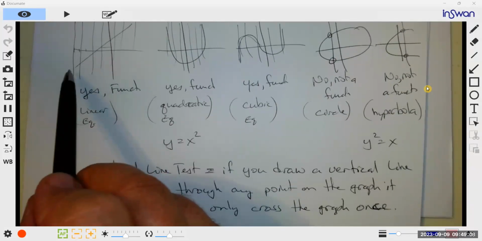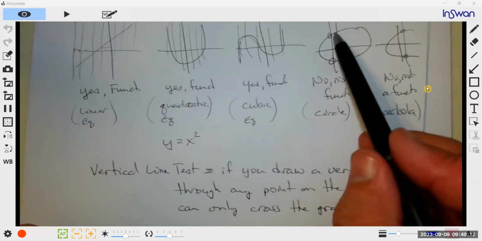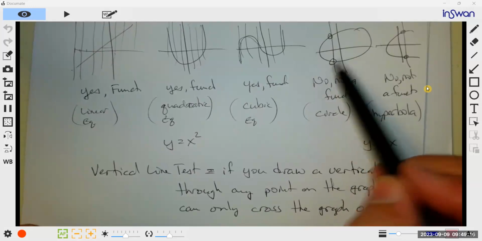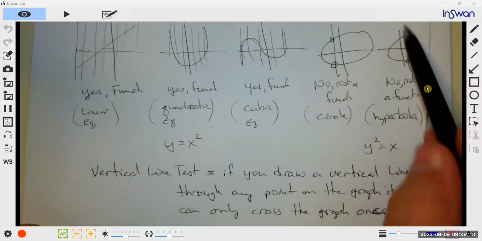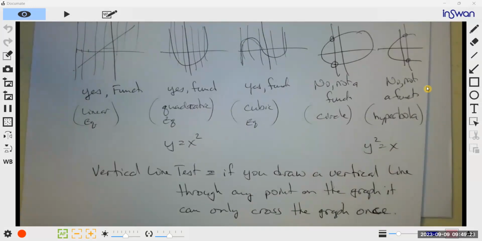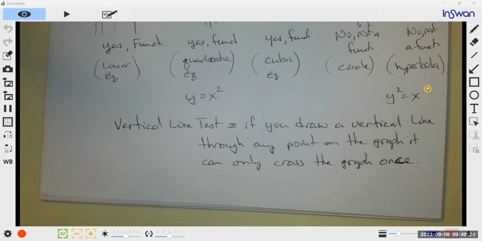In other words, if I draw a vertical line through any point on the graph, it only crosses the graph once. Except here, I drew a line through that point, but it crossed the graph again. I drew a line through that one, I got that one. So that's the easy test if you have a graph. And we know how to graph already.